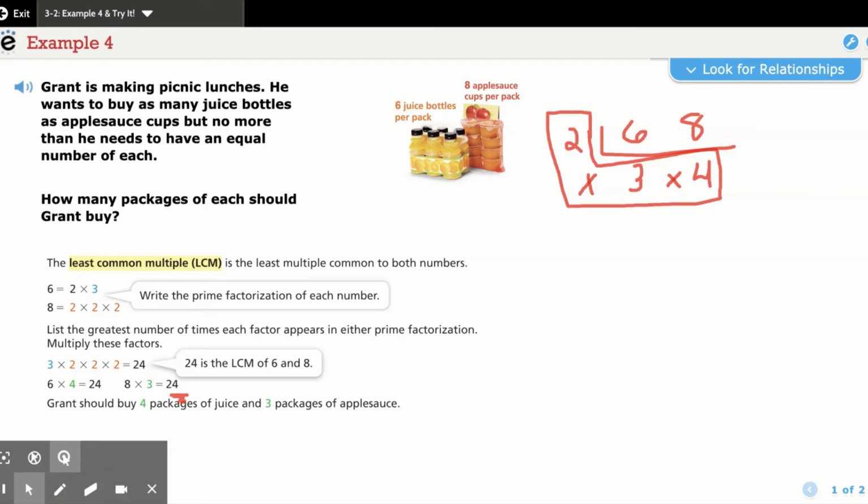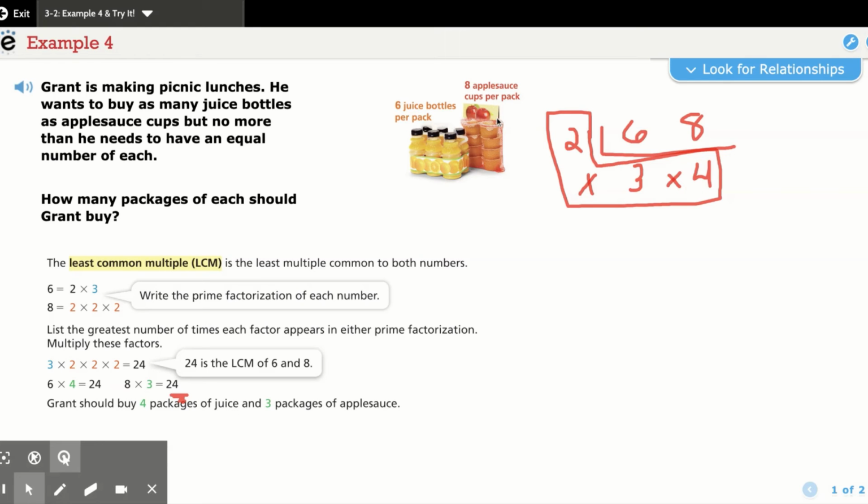The way they get that number is since the least common multiple is 24 and the juice bottles come as 6 per pack, right? We want 24 juice bottles, but we would need to buy 4 packages of the juice bottles because they come in sets of 6. Makes sense? So we took this 24 and divided it by this 6. That's how we got 4 packages of juice.